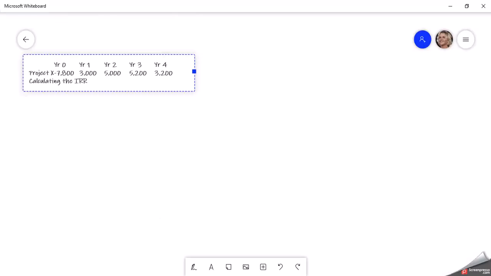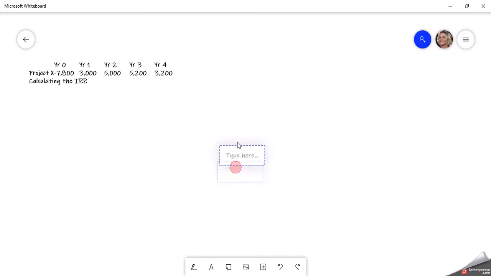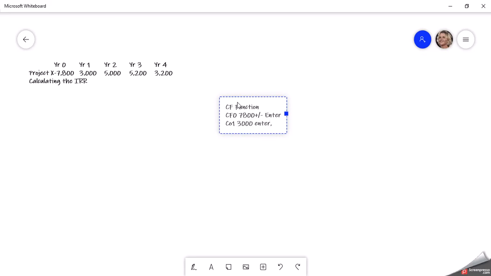When we do that, again, we're going to go to our cash flow function. The cash flow for year 0 is going to be the 7,800. Hit the plus or minus button to make it negative and push enter. Our cash flow for year 1 is 3,000. Push enter. And that frequency is going to be a 1.